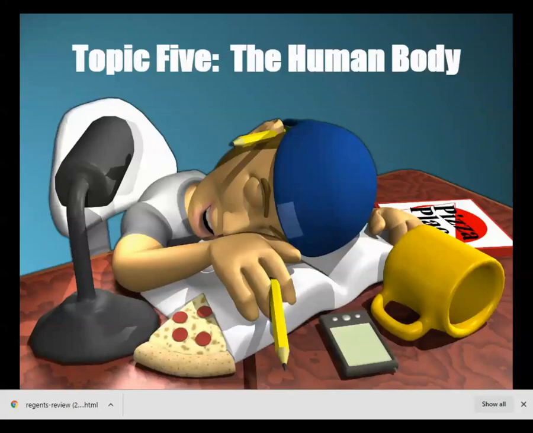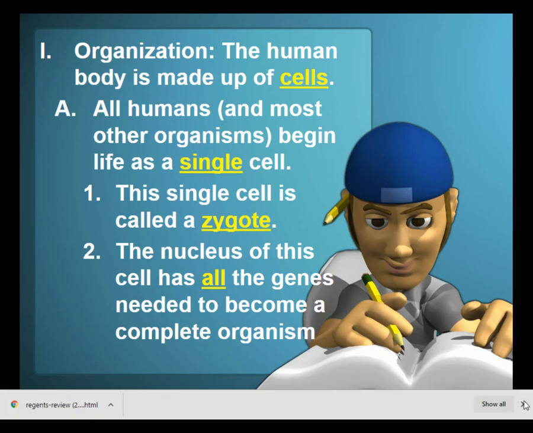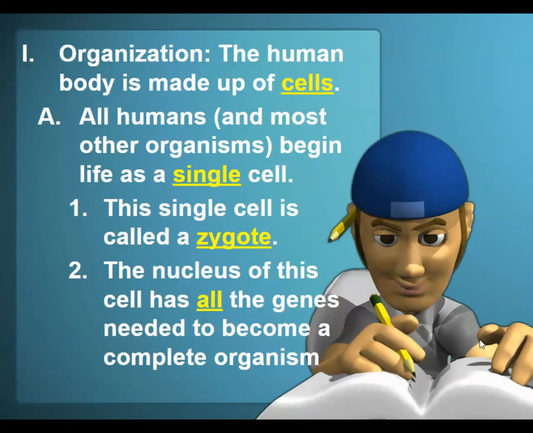All right, we're going to review topic 5, the human body. And so for this, we're going to look at organization in human bodies. The human body is made up of cells. All humans and most other organisms begin life as a single cell. This single cell is called a zygote, and it's resulting from the fusion of an egg and a sperm.